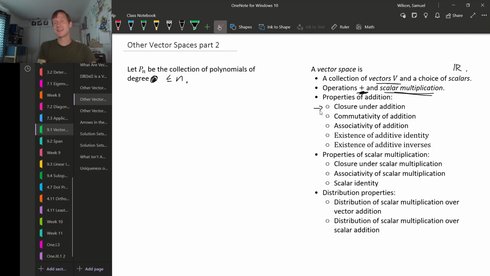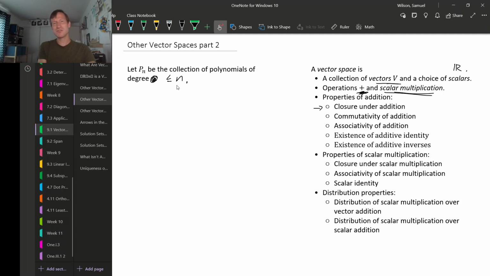So now let's ask again about closure under addition. If you add two polynomials of degree, say, 3, do you get a polynomial of degree 3 or less? Well, yes. When you add two polynomials, you always get another polynomial, so the only question is about degree. But when you add two polynomials, the resulting degree can't be any bigger than the two that you started with.